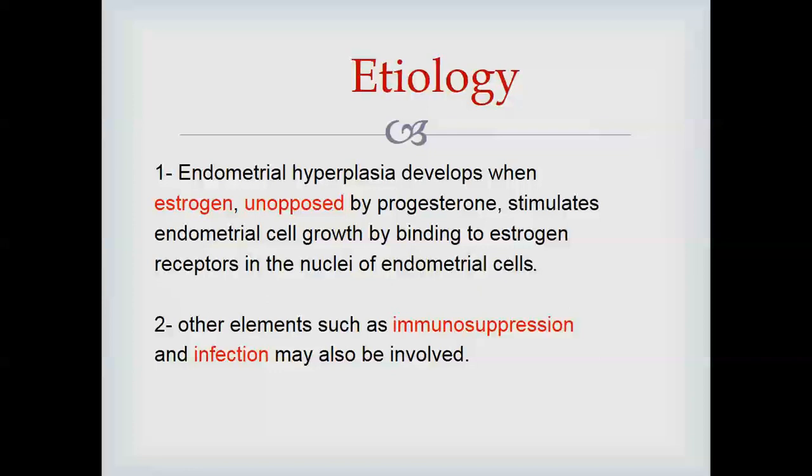Etiology. Endometrial hyperplasia develops when estrogen unopposed by progesterone stimulates endometrial cell growth by binding to the estrogen receptor in the nuclei of the endometrial cells. So cases which have an elevated level of estrogen unopposed by progesterone will suffer from this disease. Other elements such as immunosuppression and infection may also be involved.